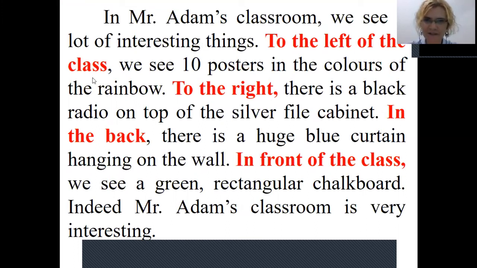Now, to the left of the class, you see that? That's the spatial order. We see 10 posters in the colors of the rainbow. To the right, in the back, in front of the class. So this basically shows the order, yeah?